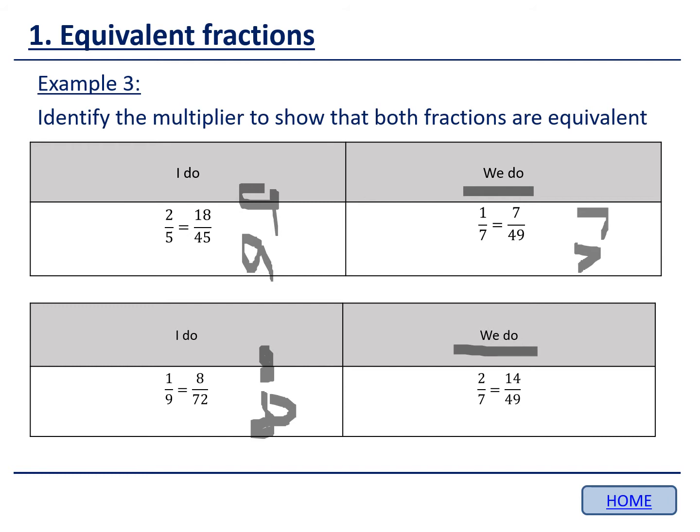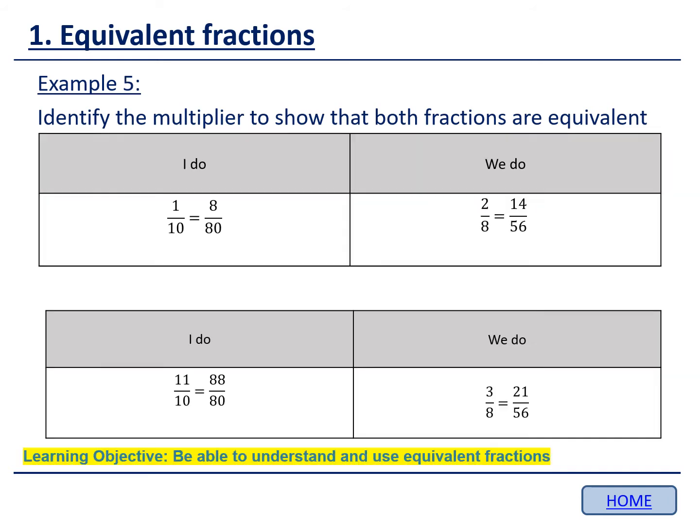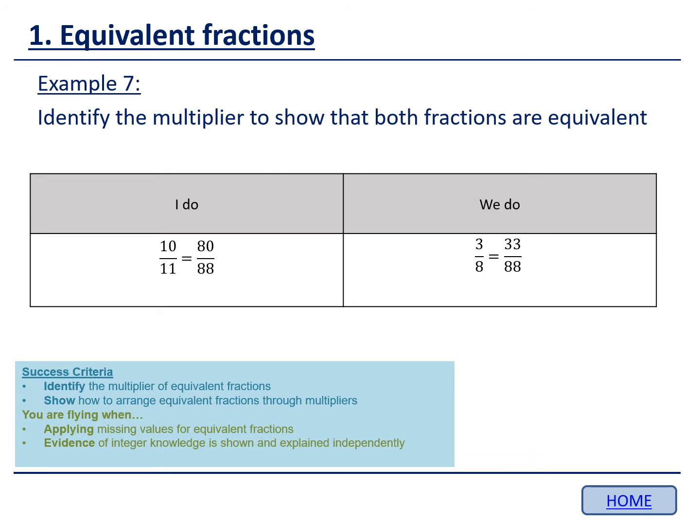How many 2s in 14? That's 7. How many 7s in 49? 7 again. We're all good there. You should be getting the gist of this now, so give all these examples a go yourself, and when you're ready, move on. Pause the video, and then when you're ready, move on. And here's another example to give a go at. Make sure you pause the video and give this a go.